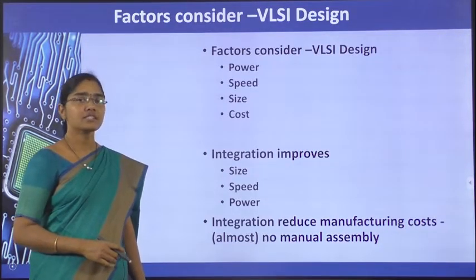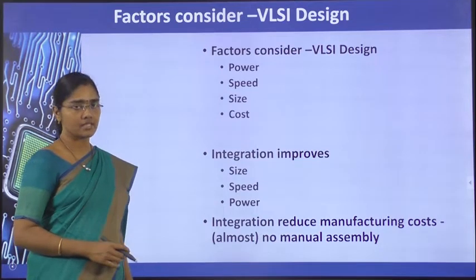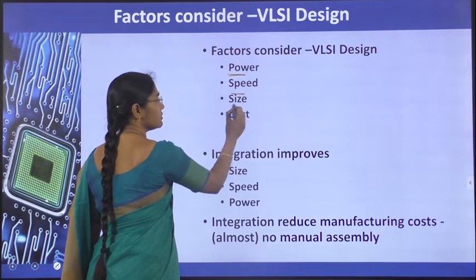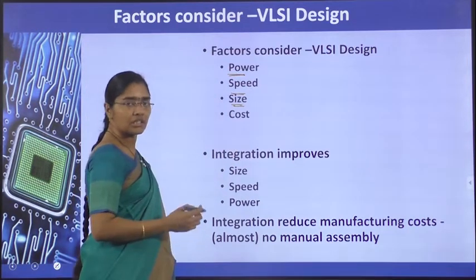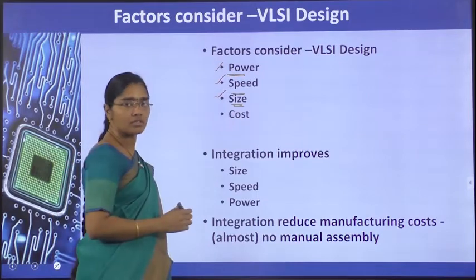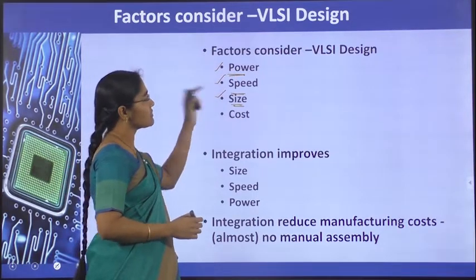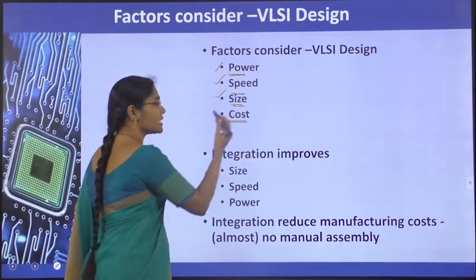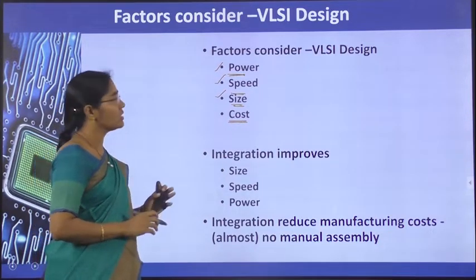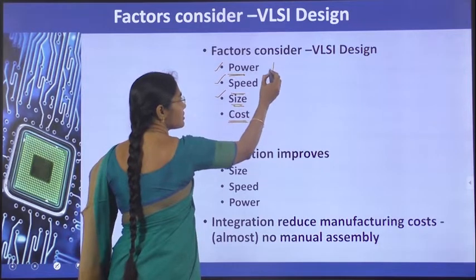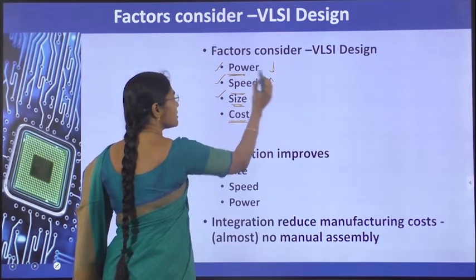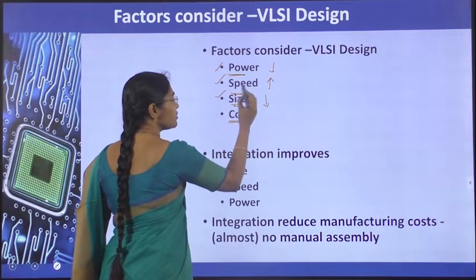The factors considered in VLSI design, the main factors, are only 3. Those are power, speed and size. Because of having all these features, it automatically gets a lower cost because of the mass production of those ICs. So power is reduced in VLSI, speed is increased, size is reduced and cost is also reduced.